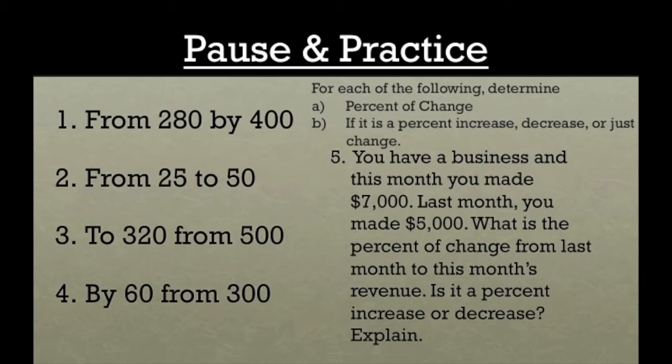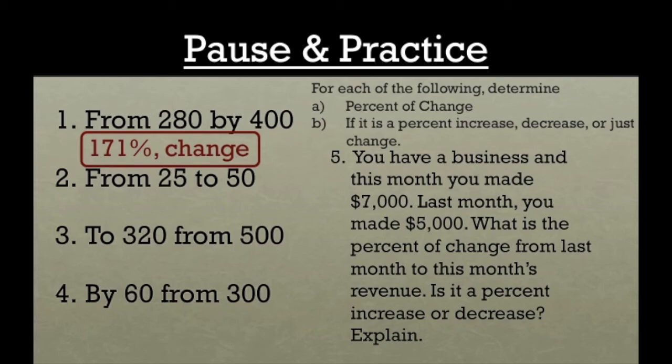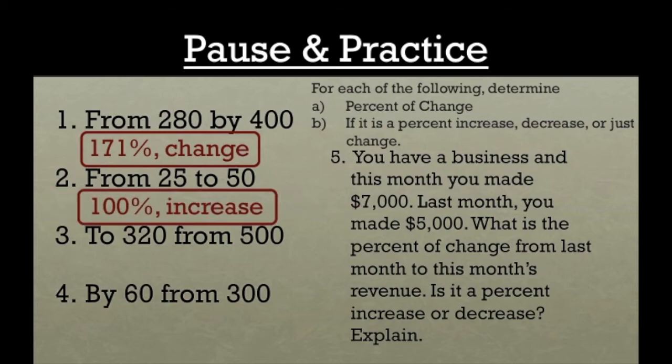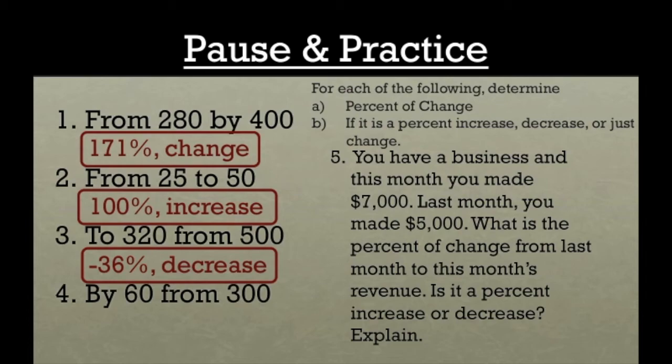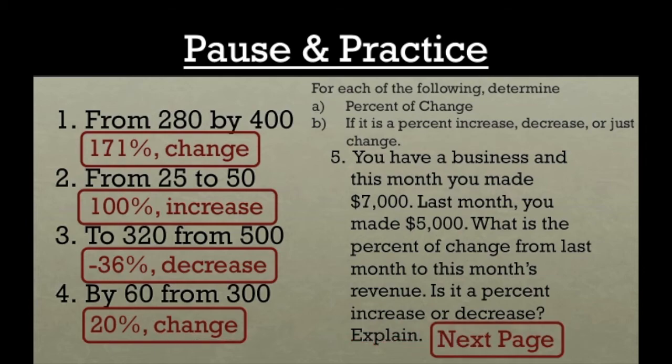So let's go over our answers. For each of our questions, we had to determine A, the percent of change, and B, if it was a percent increase, decrease, or just a change. Number 1, it was a change of 171% and it was just a percent of change. Number 2 is 100% and it was an increase. Number 3, it was negative 36% and it was a decrease. And for number 4, it changed by 20% and it was just a percent of change. And number 5 we'll go over together on the next page.